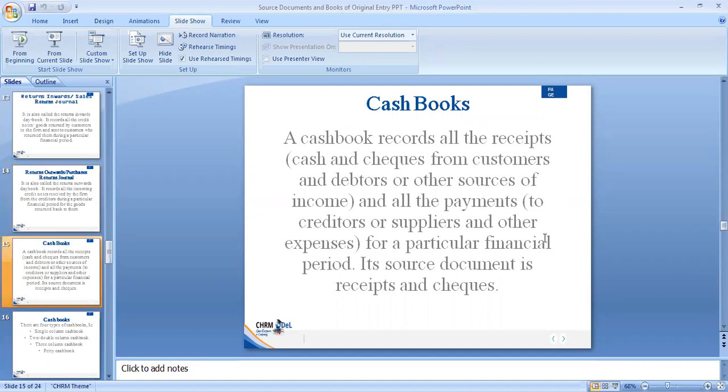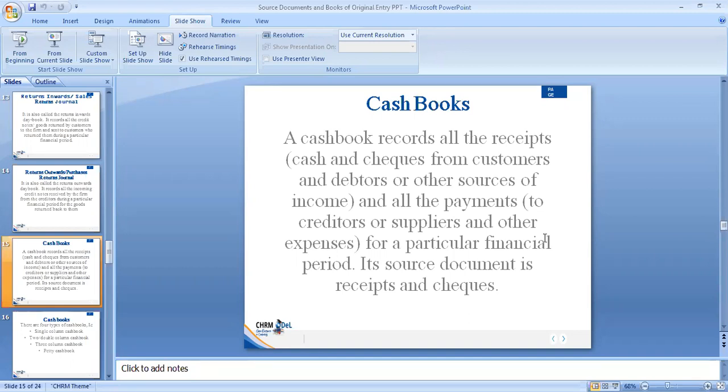The other book of original entry is what we call the cash book. The cash book is actually a ledger, and we also call it a book of original entry. So far, we have talked about credit transactions, when we sell goods on credit and buy goods on credit. Somebody might wonder, what about if we sell them in cash, or we buy goods using cash? When I'm talking about cash here, I mean the cash in hand, or we might use checks, referring to the money in the bank.